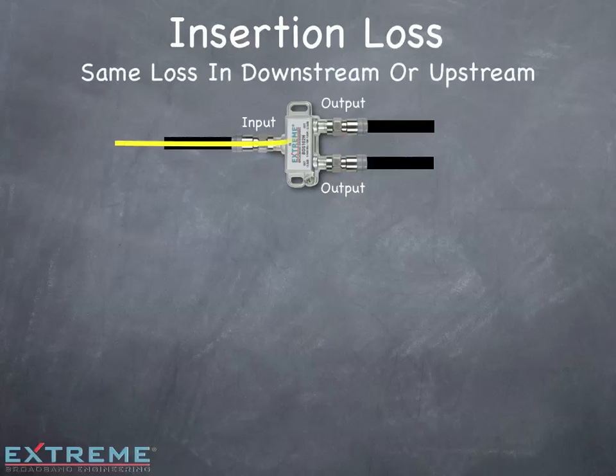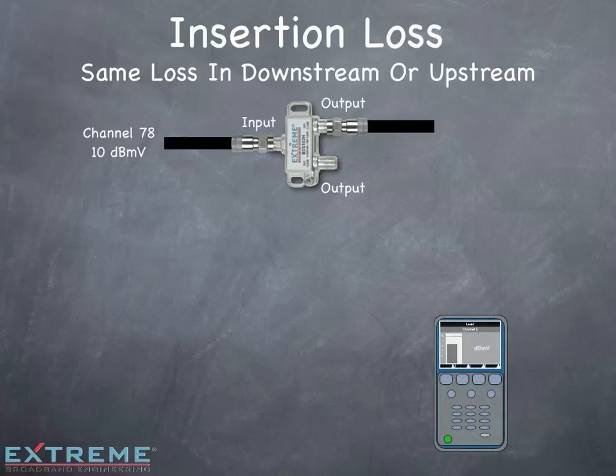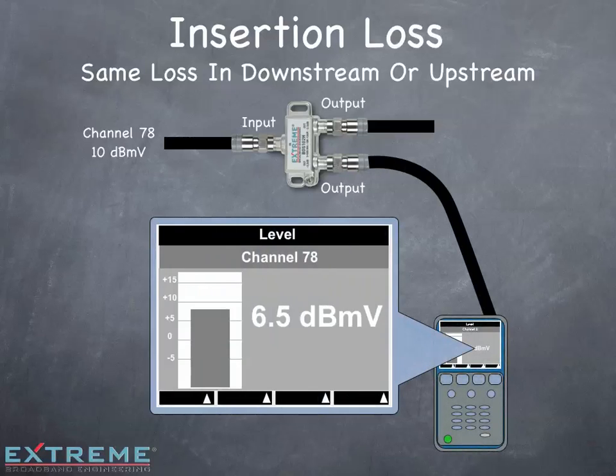With insertion loss, the loss is the same if it's going from the input to the output ports or from the output ports to the input. Here we're injecting 10 dBmV into the input at channel 78. On the output, we measure 6.5 dBmV for a loss of 3.5 dB.